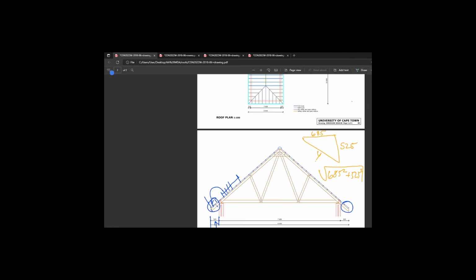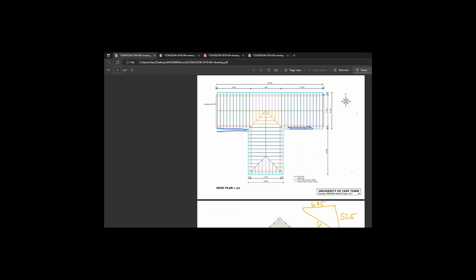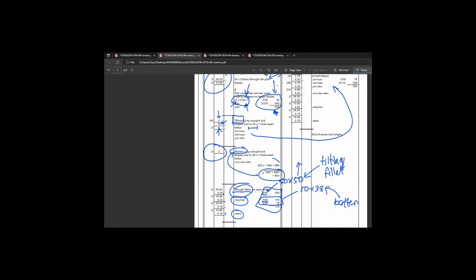Very unlikely that would happen. I don't think it does happen. It would be very uneconomical. So, tilting fillet, batten, all along your surfaces except for gable ends, okay? And that is what happened here.